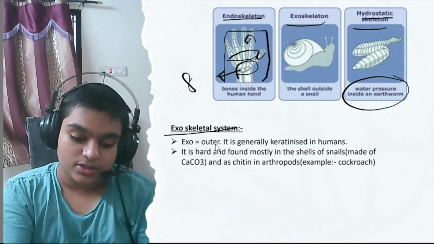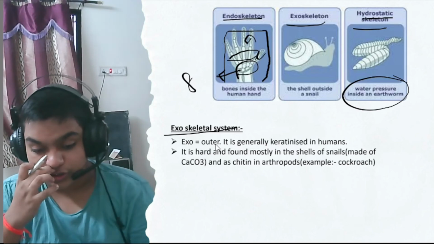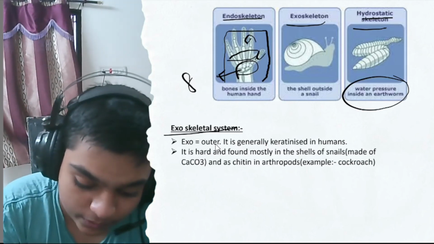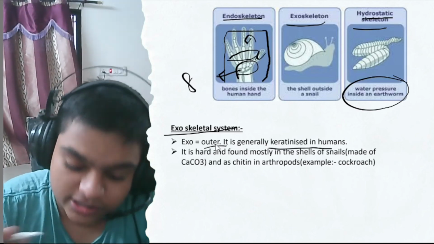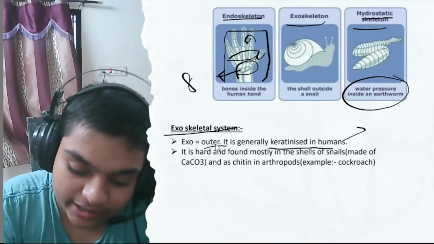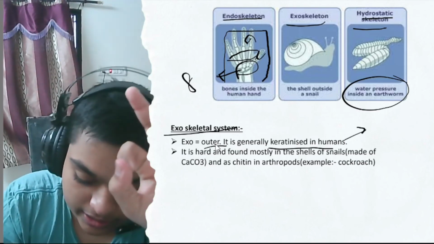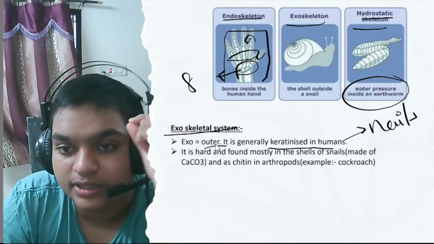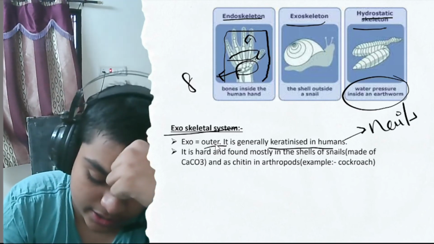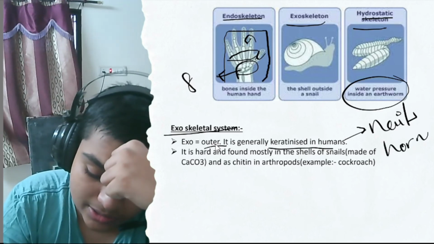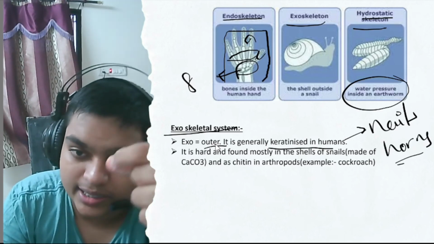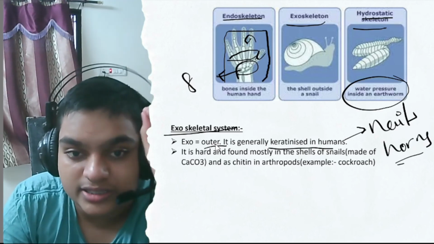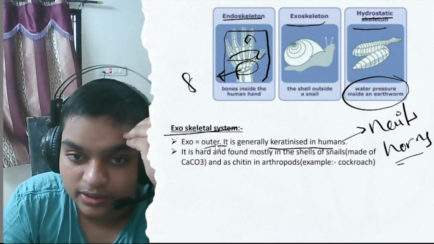Now coming to the exoskeletal system or exoskeleton. Exo means outer. It is generally keratinized in humans. What are the keratinized parts of the exoskeleton? Nails in humans are keratinized parts of the exoskeleton. Horns in bulls and cows are also keratinized exoskeleton.